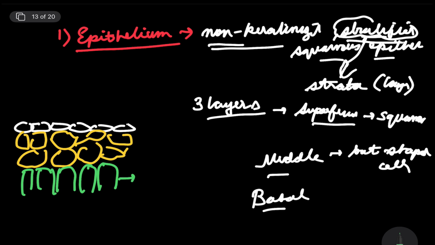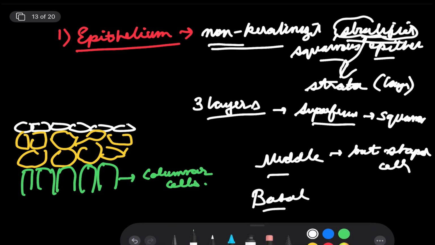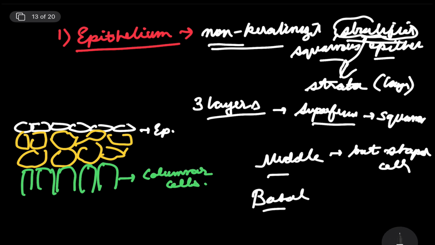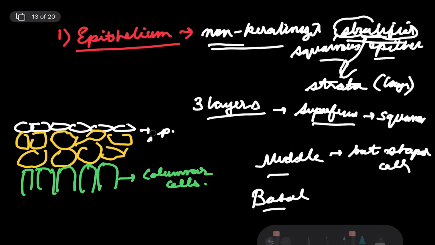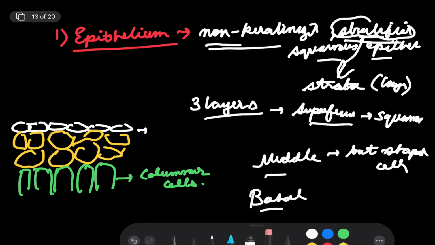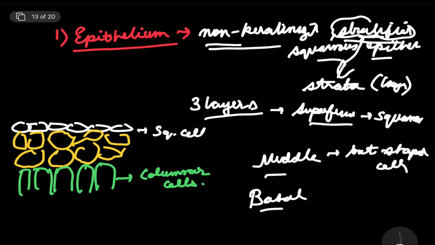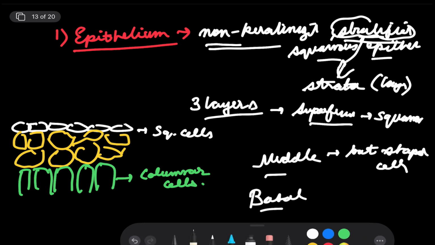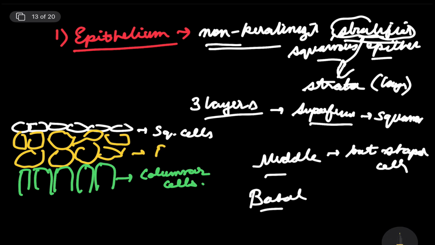this is the basal most columnar cells, this is the epithelial cells, or rather, obviously all of these are epithelial cells. This is the superficial most. Let me just erase this, just give me a second. This is the superficial squamous cells, and these middle ones, they are the bat-shaped intermediate cells.